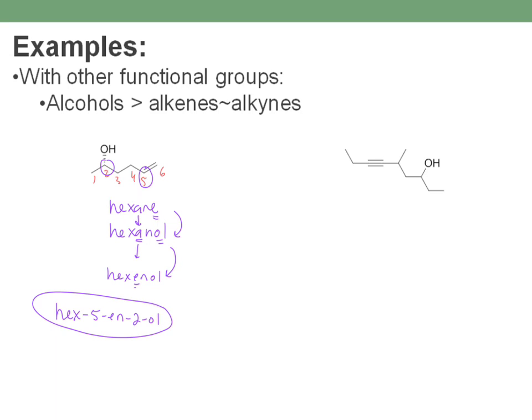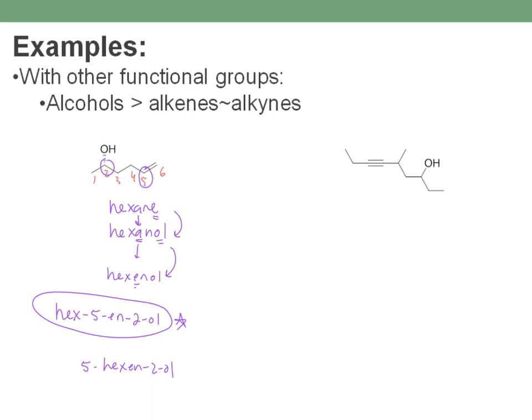You might also have seen other ones. You could also see something like 5-hexen-2-ol, which would have been how we used to name things. But again, IUPAC prefers this way, where the locants are right in front of the functional group that you're talking about. And then one more real quick. Again, you can pause if you want to take a crack at it yourself.